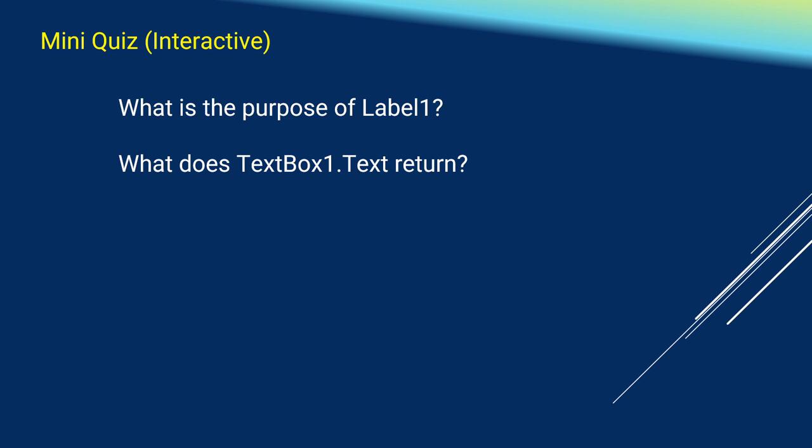Let us test your understanding. What is the purpose of Label1, and what does TextBox1.Text return? Pause the video and think for a moment. Answer: Label1 displays output. TextBox1.Text receives the user input.